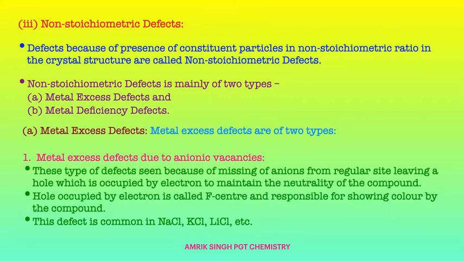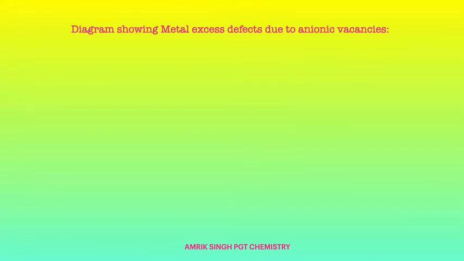These types of defects are seen because of a missing ion from its regular site, leaving a hole which is occupied by an electron to maintain the electrical neutrality of the compound. A hole occupied by an electron is called an F-center and is responsible for showing color by the compound. This defect is common in NaCl, KCl and LiCl.